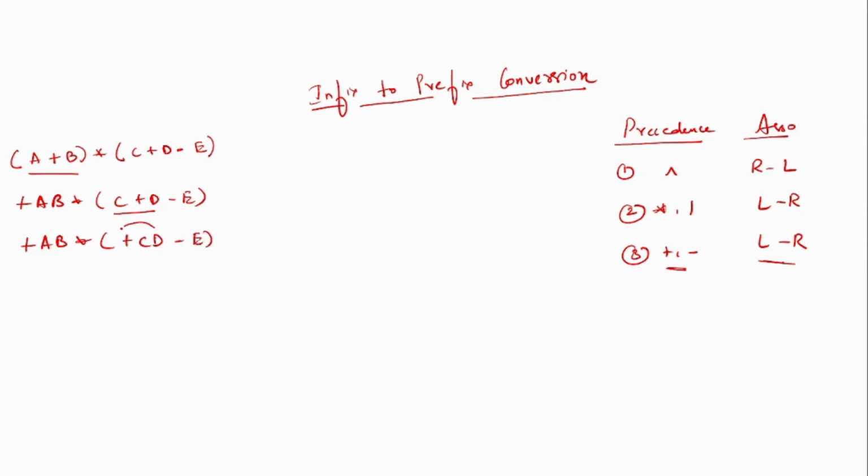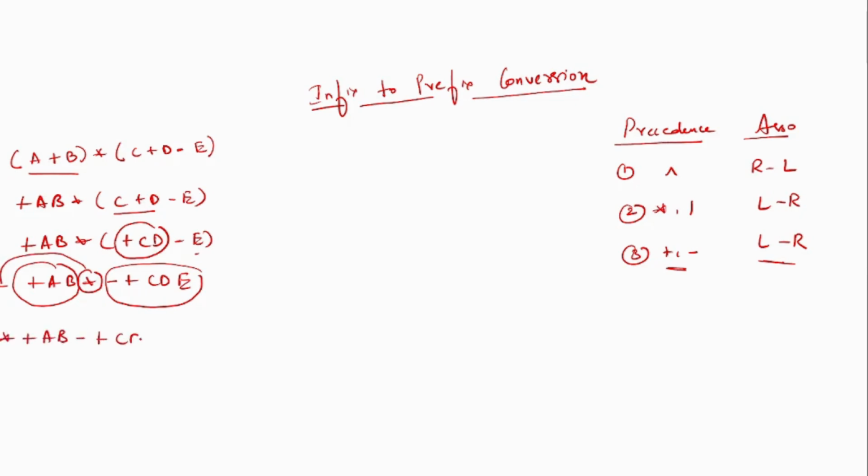So now this becomes operand 1 and this becomes operand 2. So plus AB star minus plus CD E, right? So here all the operators have been resolved except the star operator. Now this becomes our operand 1, this whole thing becomes our operand 2. So I will put star here as star plus AB minus plus CD E, right? So this is our prefix expression for this infix expression.